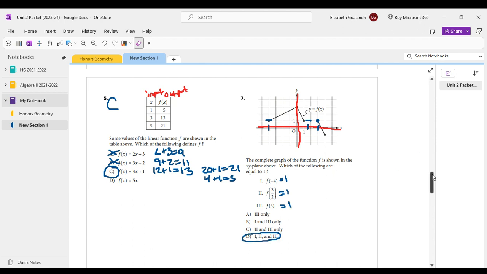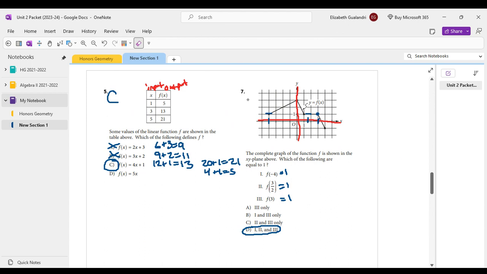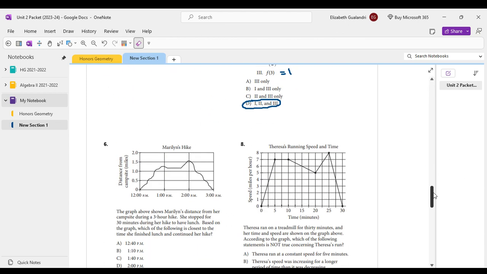Actually, all 3 of those options are correct there. Throw a D in there just in case you're looking at that.